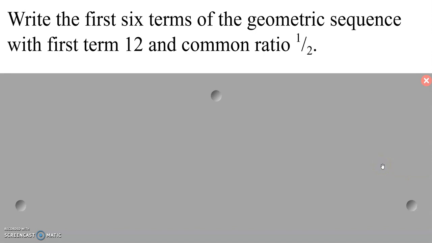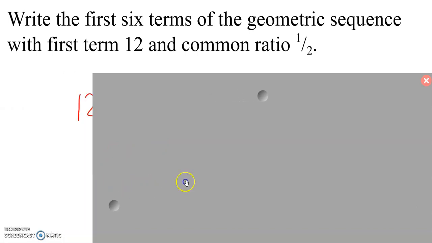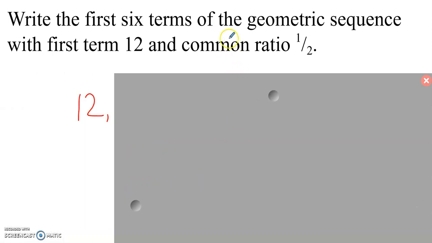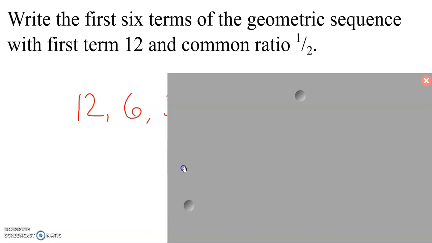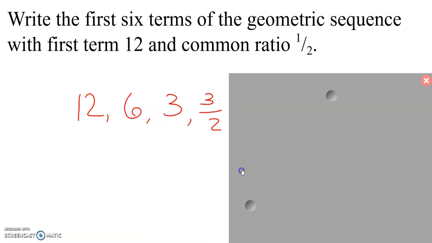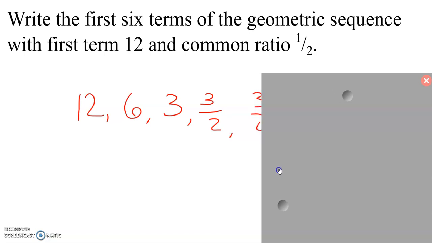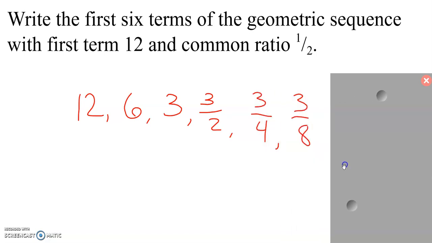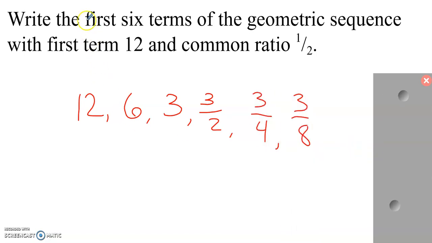Alright, write out the first 6 terms of the geometric sequence with a first term of 12 and a common ratio of 1/2. So the first term is 12, and then to get the next term, since this is a geometric sequence, we repeatedly multiply by this number. So 12 times 1/2 is 6, 6 times 1/2 is 3, 3 times 1/2 is 3/2, times 1/2 is 3/4, times 1/2 is 3/8, and those are the first 6 terms.